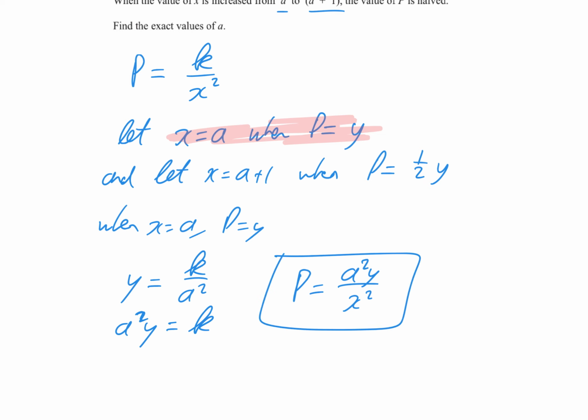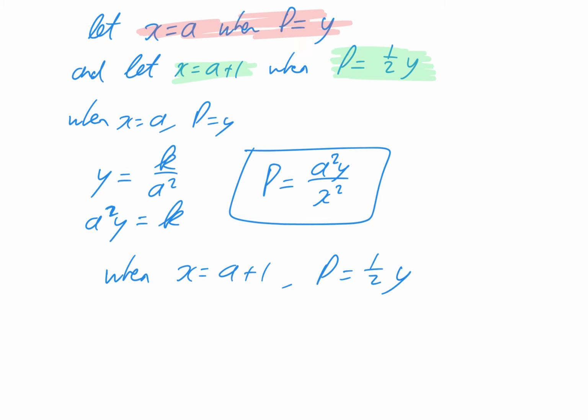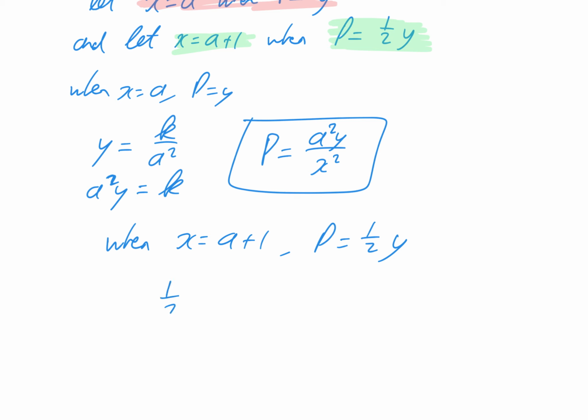The next thing we're going to do is put in this condition here, which was when x equals a plus 1, P is equal to half y. So we're going to sub that in. So we're just going to say again, when x equals a plus 1, P is equal to a half y. So that means a half y is equal to a squared y all over a plus 1, and that's being squared.